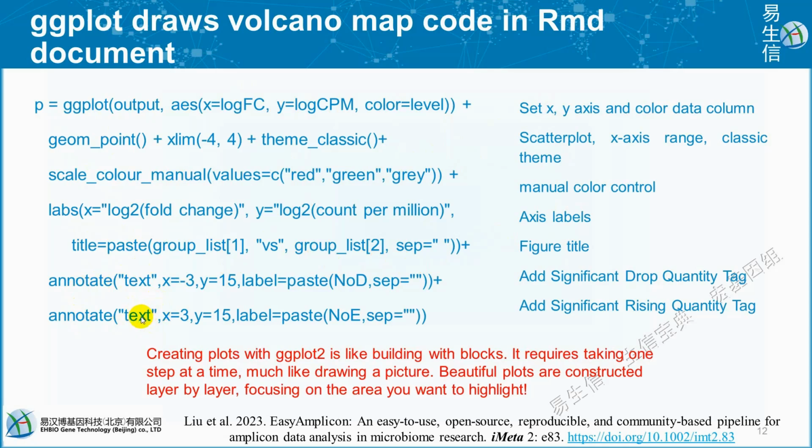And creating a plot with ggplot is like building with blocks. It requires taking one step at a time, much like drawing a picture. Beautiful plots are constructed layer by layer, focusing on the area you want to highlight. You can adjust it as you want.